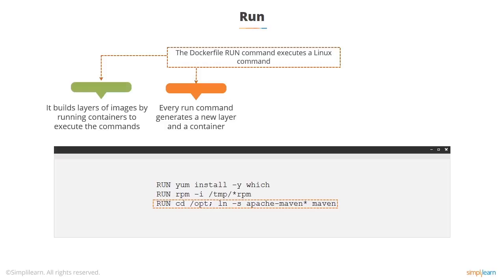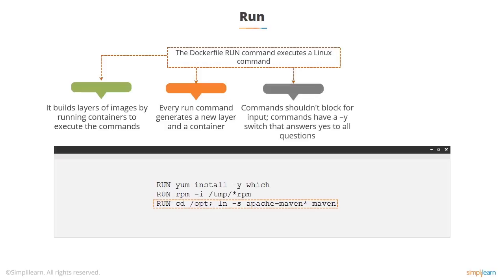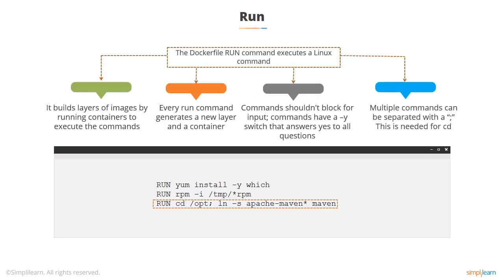And so you have the -y switch on rpm and yum, which stops it from asking you if you want to do this. The commands mustn't block, but multiple commands can be separated by a semicolon or a double ampersand. The difference is the semicolon will always execute. If you use a double ampersand, as in the Unix sense, if the first command fails, the second one won't get executed. So you'll properly use the double ampersand rather than the semicolon form.